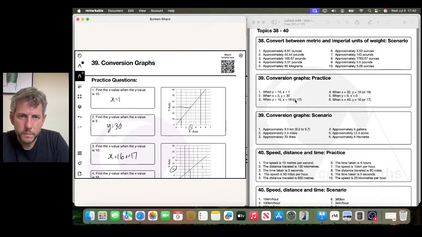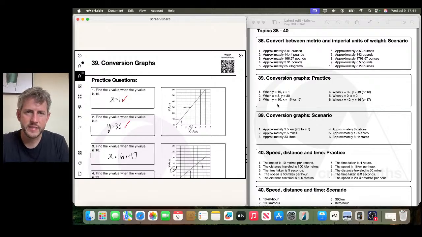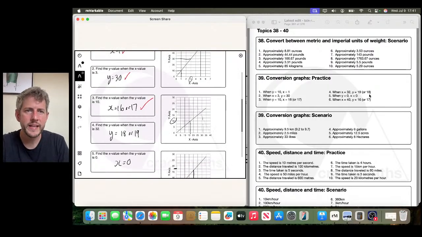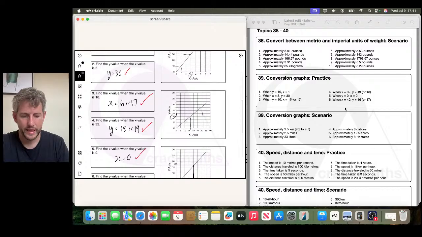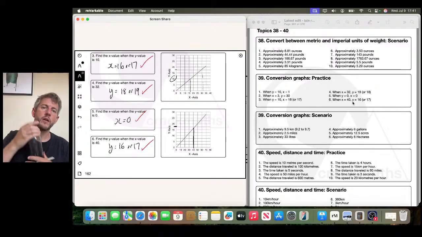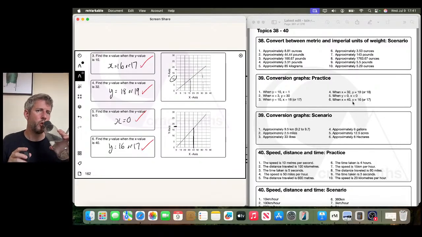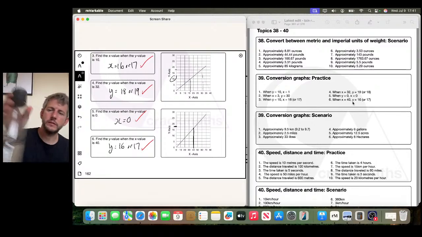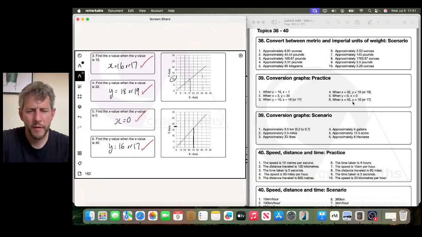Okay, so first one, x is 1. Next one we've got y is 30. Here we go. 16 or 17. Perfect. Okay. This one we've got 18 or 19. Or here we've got 0. Yep. And here we've got 16 or 17. Okay, great. So there we go. Maybe I should put a note to say or between. I think that's fine.